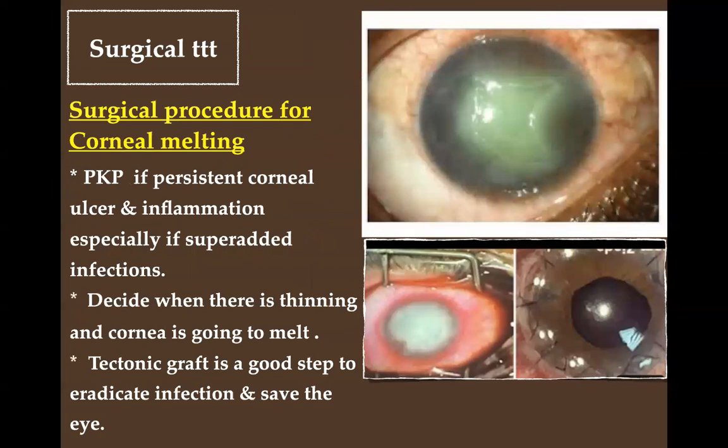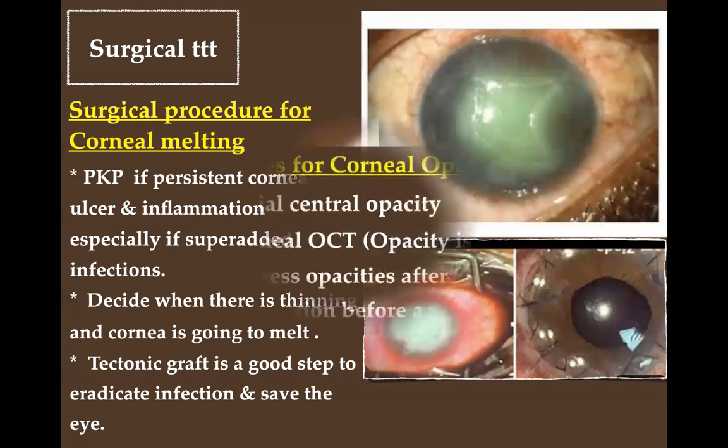Surgical treatment. Surgical treatment procedures for corneal melting have happened, but it's usually uncommon with viral keratitis, except with severe disease with superadded infections like bacterial keratitis. So PKP if persistent corneal ulcer and inflammation, especially if superadded infection, as I mentioned. Decide when there is thinning and the cornea is going to melt. Tectonic graft is a good step to eradicate infection and save the eyeball.